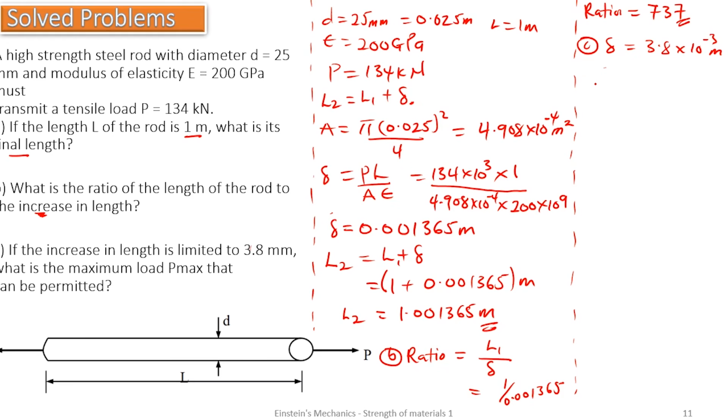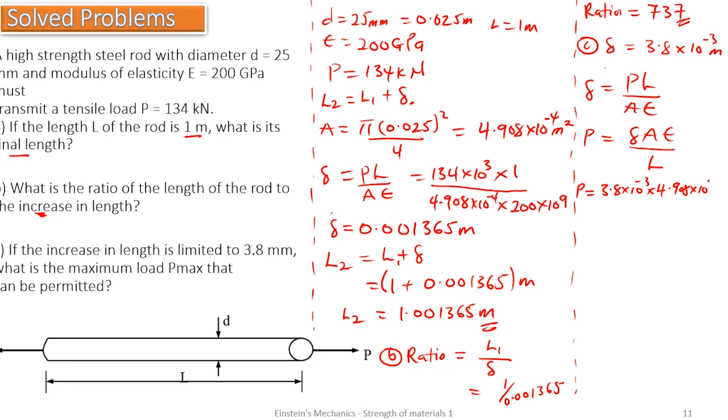And I know that elongation is always the force times L on AE. So now they are telling me, what would be P if the elongation is this? So I'm going to say P is equal to elongation times AE on L. Therefore, P will be the elongation given, 3.8 times 10 negative 3. The area is what?